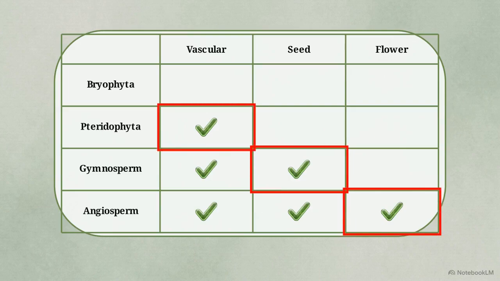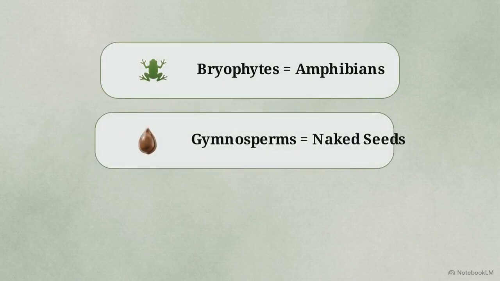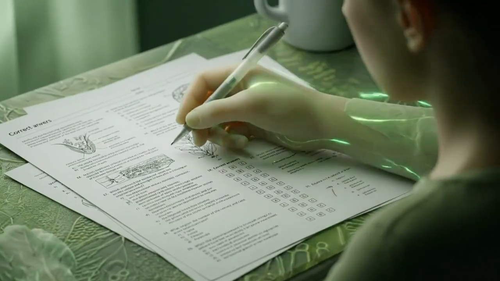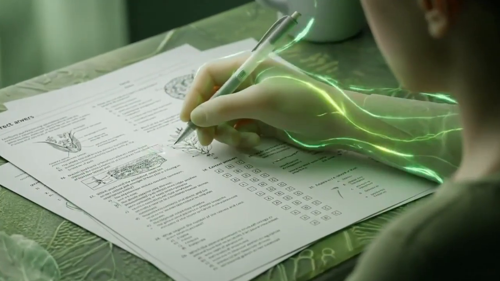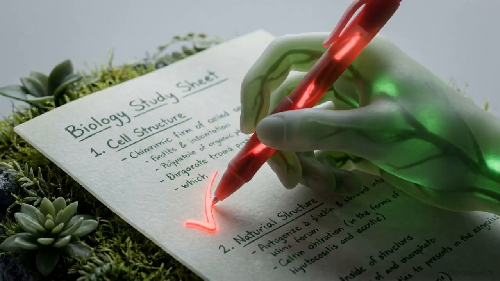To bypass those traps, lock in these specific pairings. Bryophytes are the amphibians. Gymnosperms mean naked seeds. Angiosperms guarantee double fertilization. Because you understand the chronological timeline of when each trait evolved, you can solve complex classification questions through logic. Let's run a rapid-fire check.